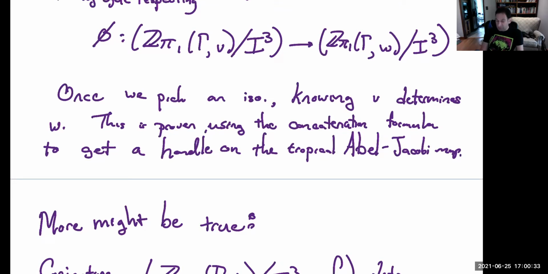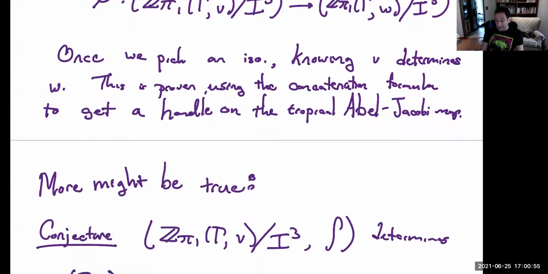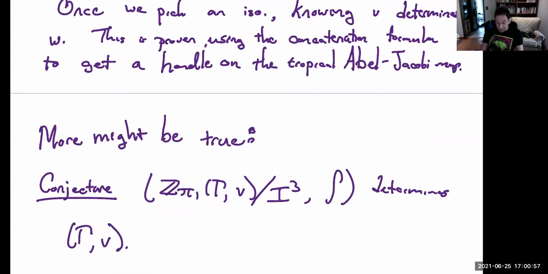And that's proven by messing around with the concatenation formula to get a description of the tropical Abel-Jacobi map at the base point. So it's like a page of algebra. It's not deep. I think it's kind of cool though that this data tells you the base point. All right, but I think more is probably true.